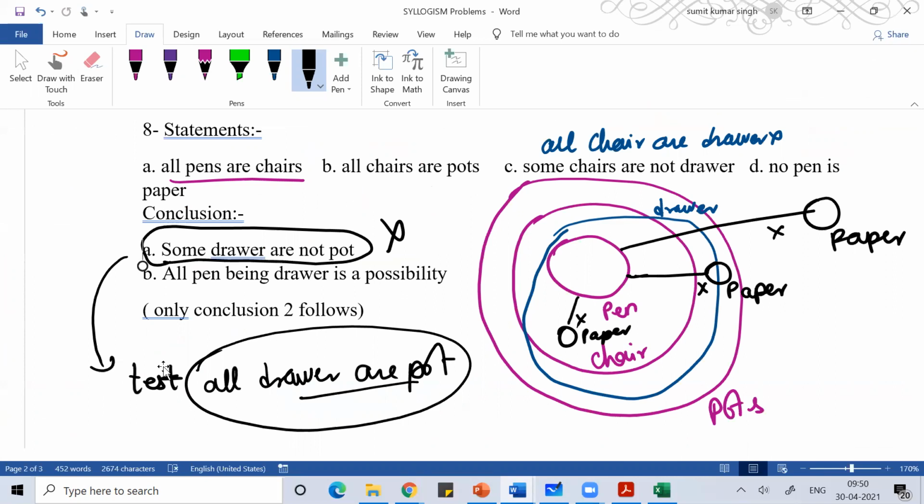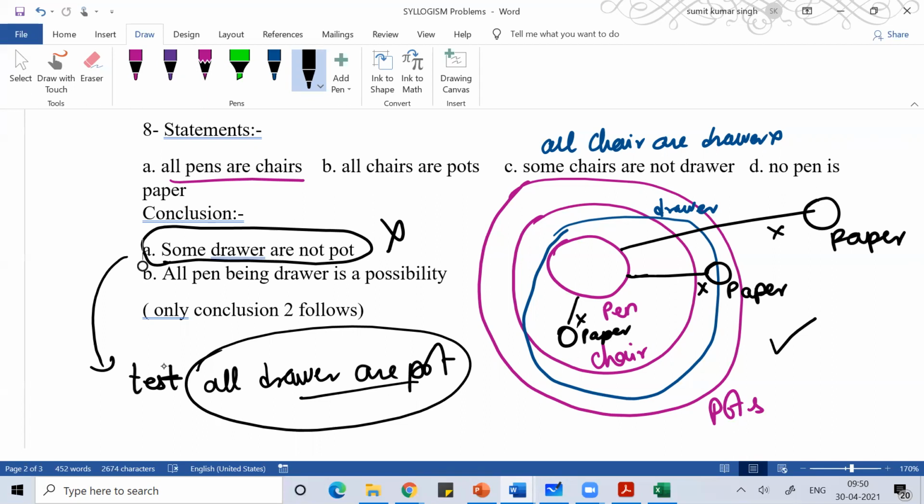Next, all pen being drawer is a possibility. You can see in this diagram only, all pen being drawer. Drawer is in blue color and pen is in pink color. So there's a possibility that all pen can be drawer, or it can be that all pen cannot be drawer.